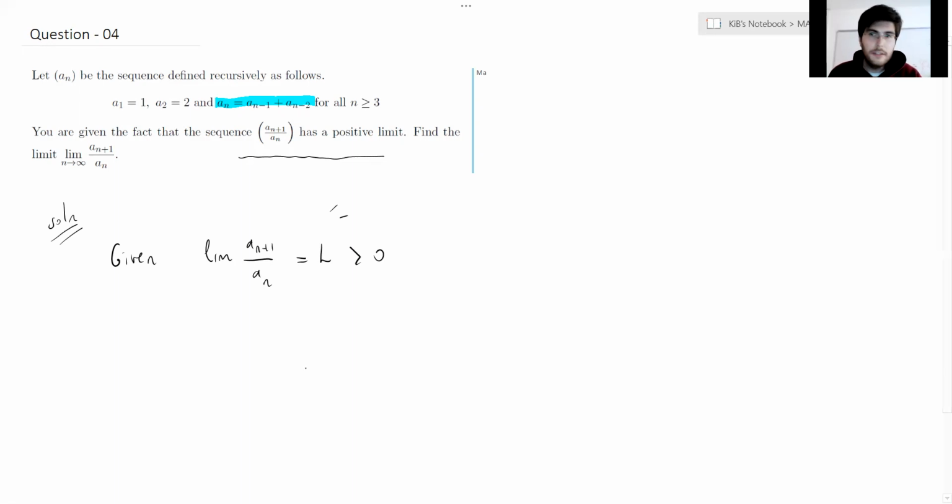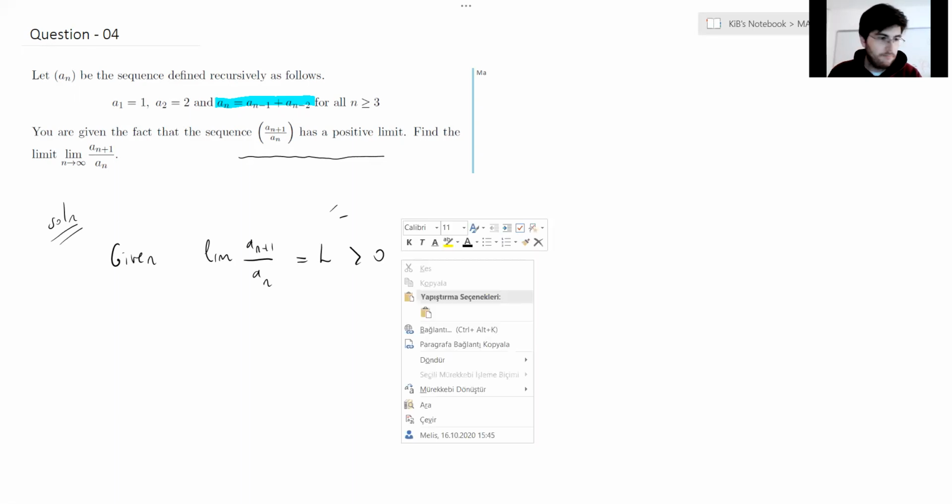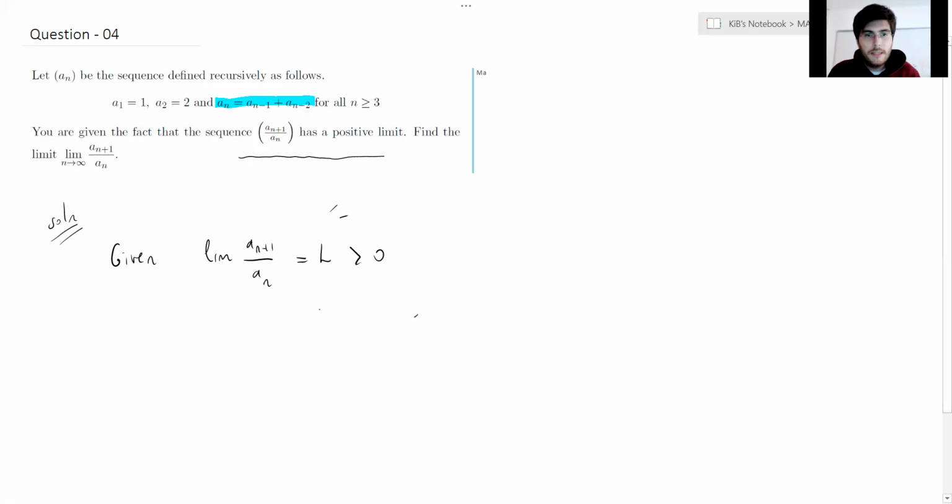Fine. So this is given information. So this is basically what is given. Fine. And basically, we will use the same idea. Since the limit exists, it is unique. And clearly, then we just observe that by definition of this recursive relation, a_{n+1} divided by a_n is just, okay, just use the definition, right?